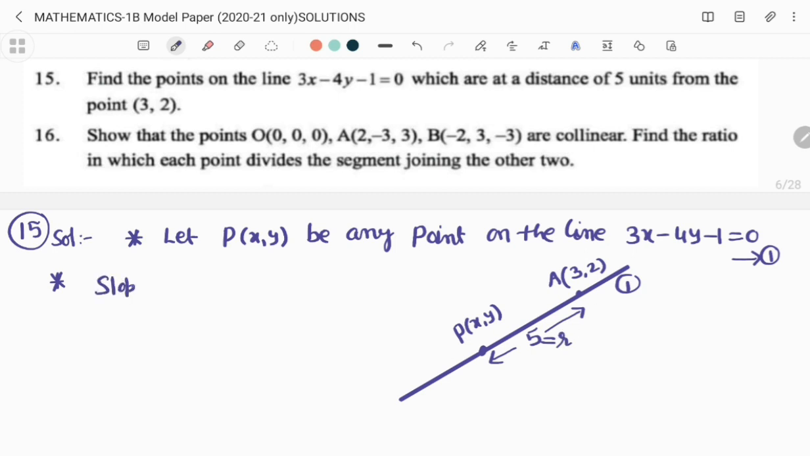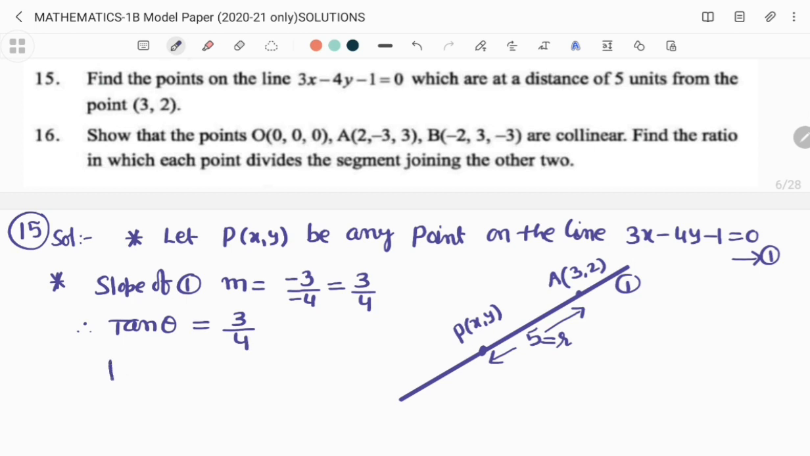Slope of equation 1, m is equal to minus x coefficient by y coefficient. So minus 3 by minus 4, which is equal to 3 by 4. M means what? Tan theta only, no? M means slope. Slope tan theta equal to 3 by 4.